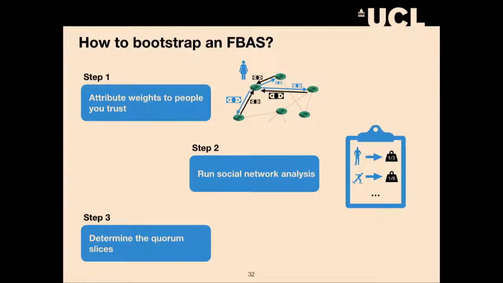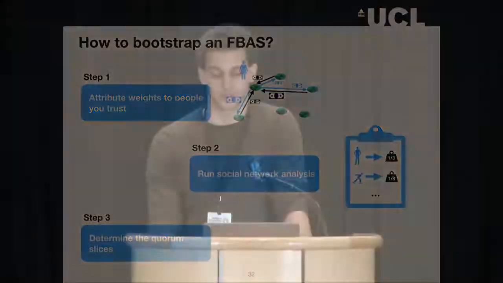Okay, so step one was we attribute weights to our links. Now we have a stake-weighted trust relationship graph. We use it as input to run a social network analysis using a slightly different version of SybilInfer. And now the third step is we try to determine the quorum slices out of it. This is how we would do it.